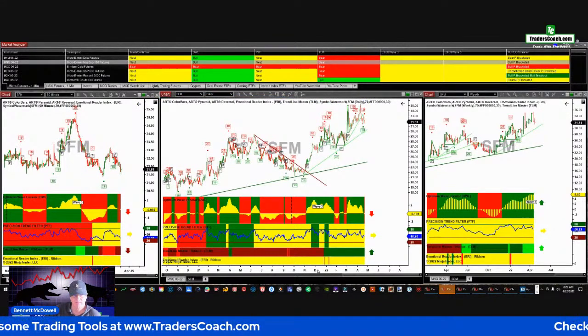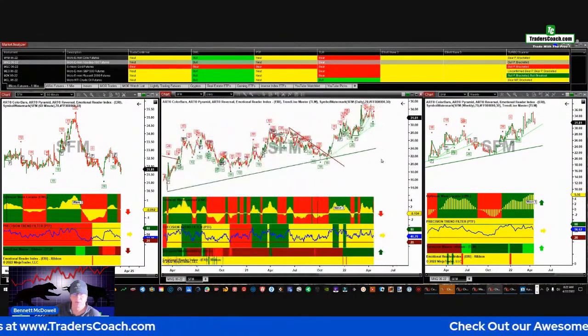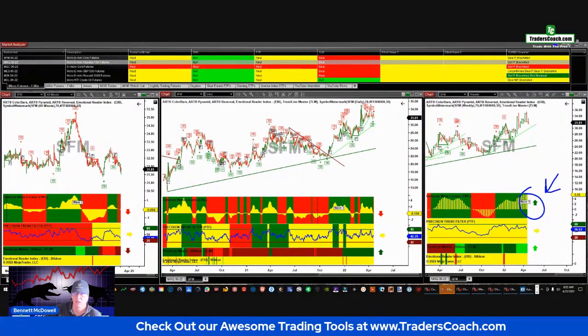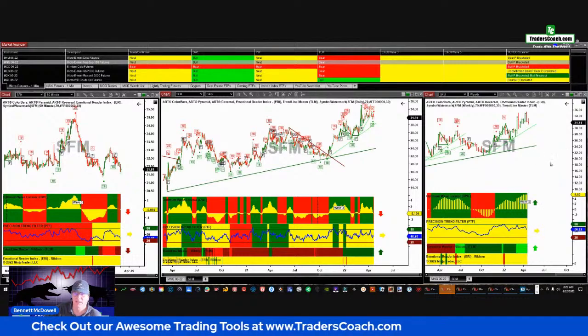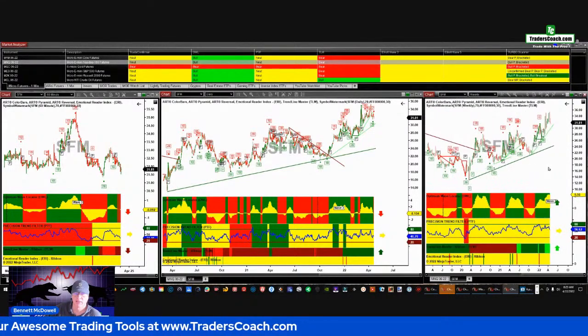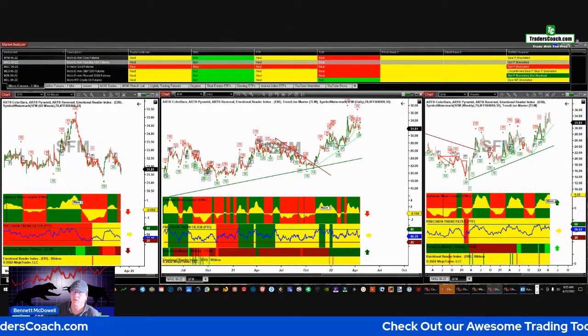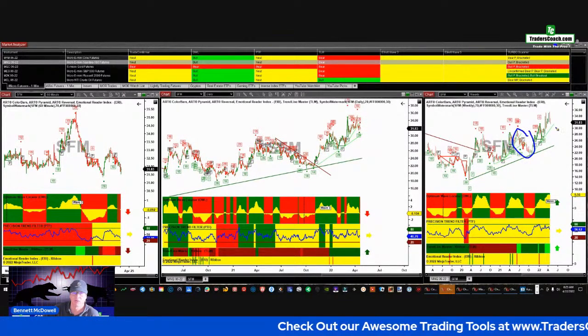But here's the thing. I wouldn't trade the pullback. I'd stay long on this because you don't want to go against this. This is really, really strong. So I see that this is not over. I think it's going to have higher highs, but it's a pretty volatile stock. You can see where we've had dips that have lasted quite a long time, and then it's recovered.